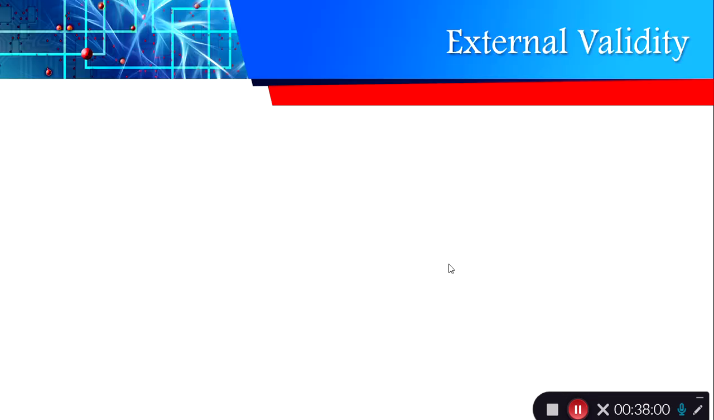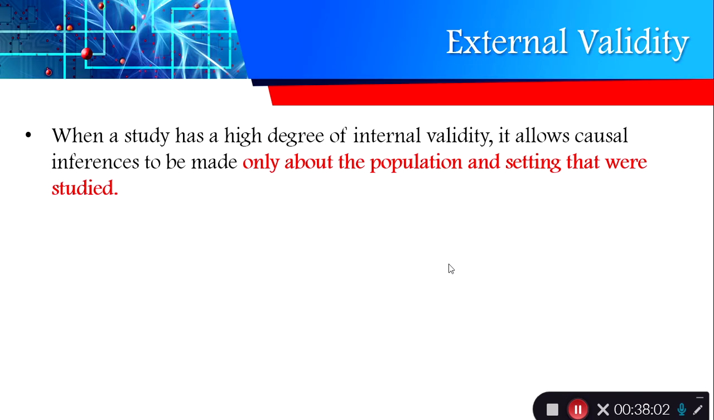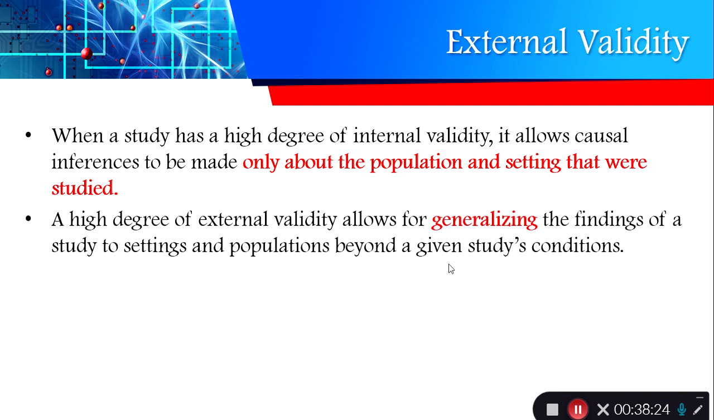So now let's look at this idea of external validity. Okay, so we've talked about internal validity. Now let's talk about external validity. When a study has a high degree of internal validity, it allows for causal inferences to be made only about the population and setting that were studied. Okay, so those findings are only specific to that setting and that population.